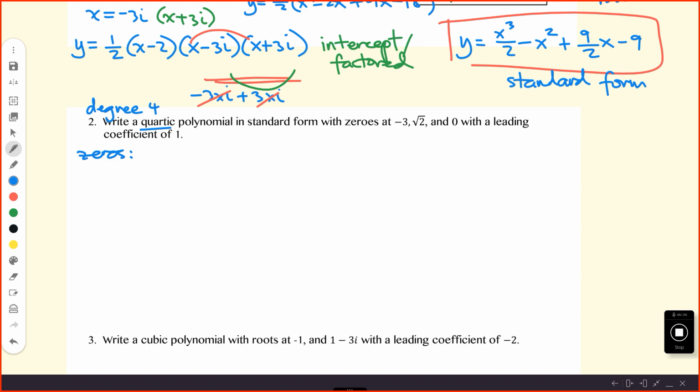All right, so we got x equals -3, x equals square root of 2. This is an irrational, so it comes with a pair, negative square root of 2. And then the last one is x equals 0. Correct. Okay?